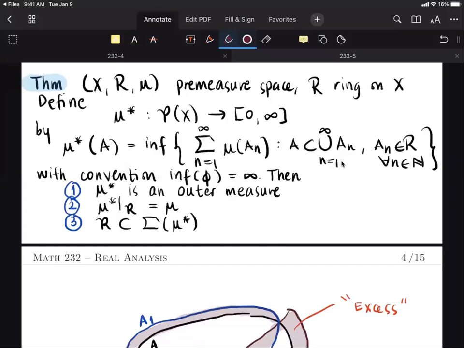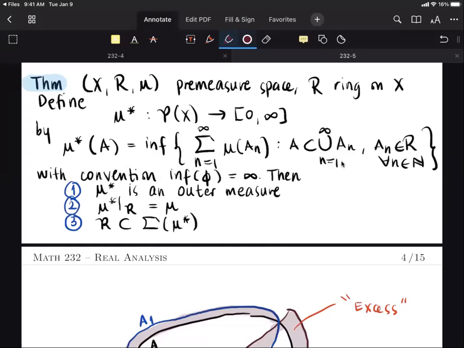In the previous lecture, we learned how to obtain a measure from an outer measure, and that is simply by restricting the outer measure to the set of measurable sets in the sense of Carathéodory. So in this lecture, we would like to discuss how to create an outer measure based on a pre-measure. And this will be the content of the following theorem.